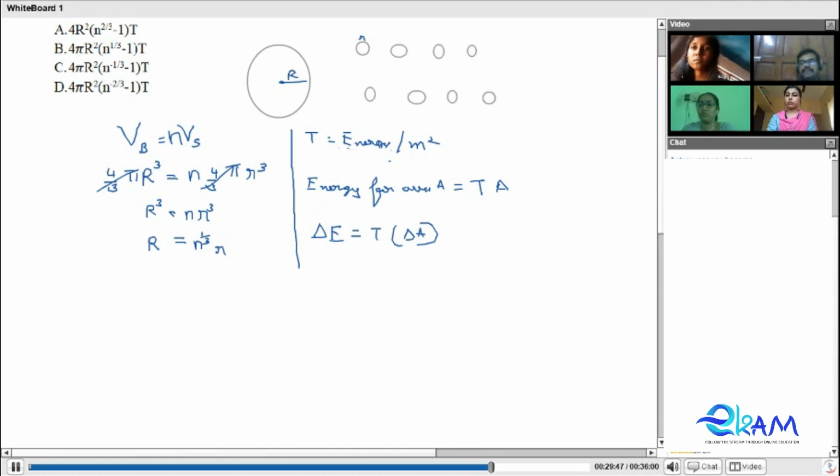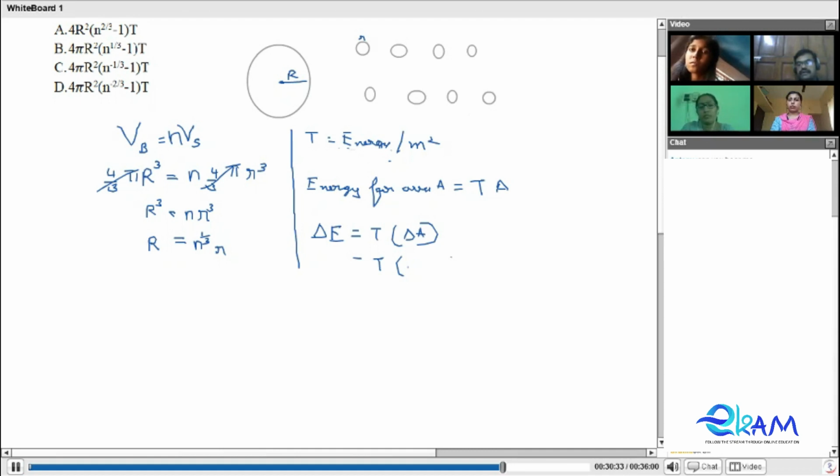They are only asking for the increase in energy. So we can take surface tension multiplied by the increase in area. What is the increase in area here? When you split one glass of water into 2 glasses, actually you are increasing its area. So the surface energy will be more for the n smaller droplets.